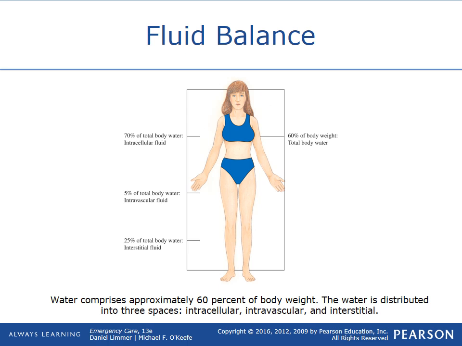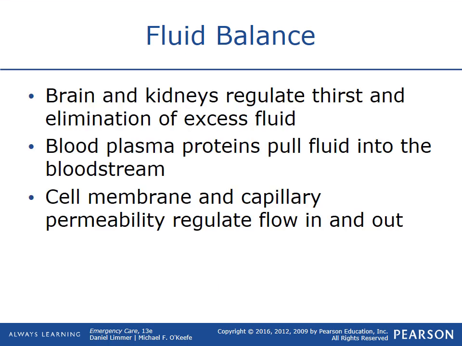But once in a while, those can shift. Water can shift into and out of the cells or the vascular space. The brain and kidneys regulate thirst and elimination of excess fluid. That's important to have our kidneys functioning. Blood plasma proteins, so the proteins that are in plasma, pull fluid into the bloodstream to keep enough fluid for the red blood cells to get circulated around. Cell membrane and capillary permeability regulate the flow in and out.